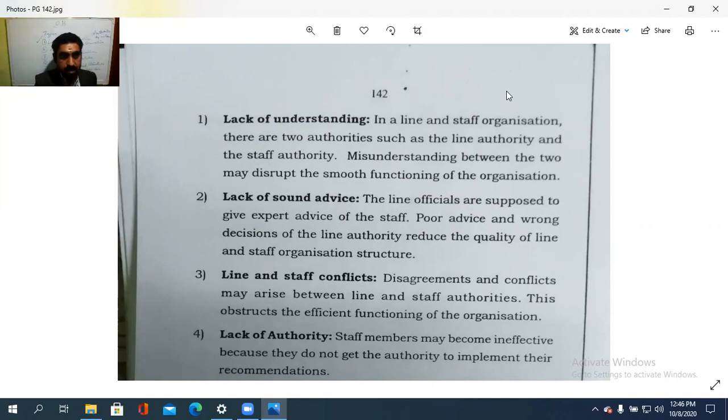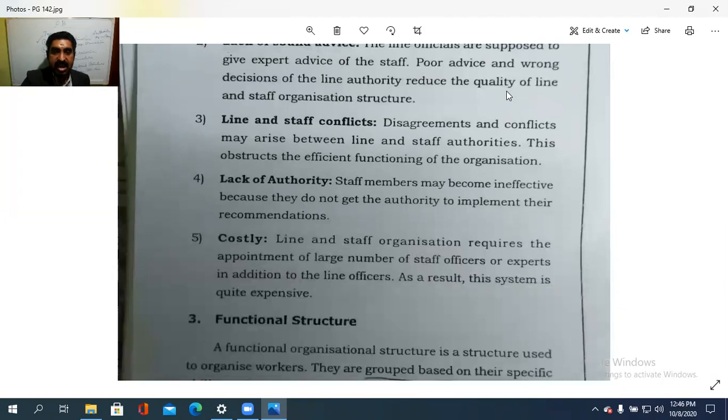Then, based on this, some conflict also may arise due to the disagreements between the line authority and the staff authority. So another disadvantage is that line and staff conflicts are there. Disagreements and conflicts may arise between line and staff authorities. This obstructs the efficient functioning of the organization. It will affect the functioning of the organization, and lack of authority is there. Staff members may become ineffective because they do not get the authority to implement their recommendations.